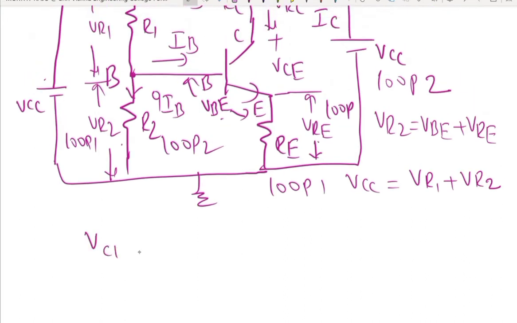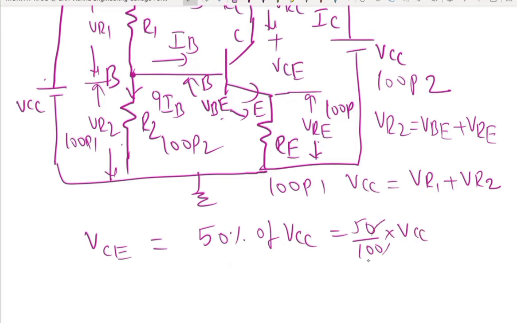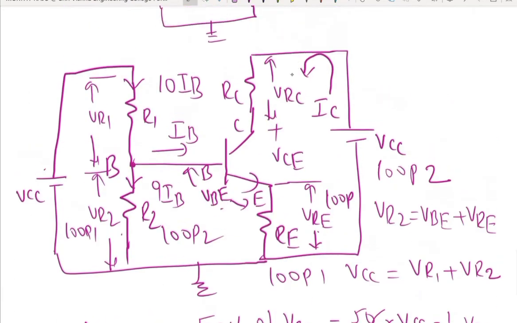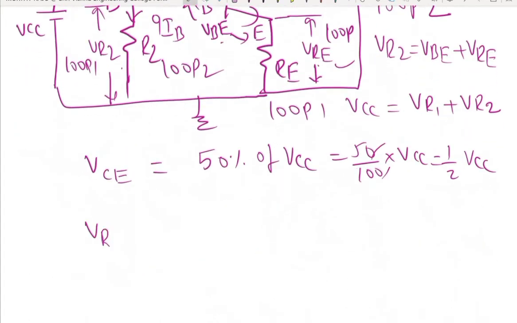Next one, the VCE operating point is located at the middle of the load line. VCE is 50% of VCC, that is 50 by 100 into VCC, which is half of VCC. The remaining are VRC and VRE. VRC is equal to 40% of VCC.